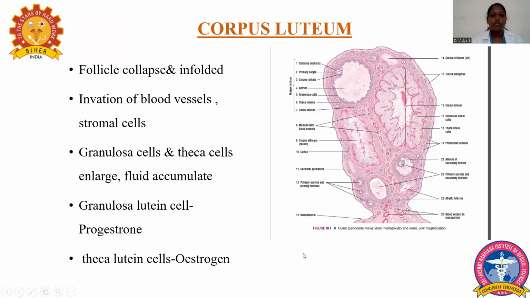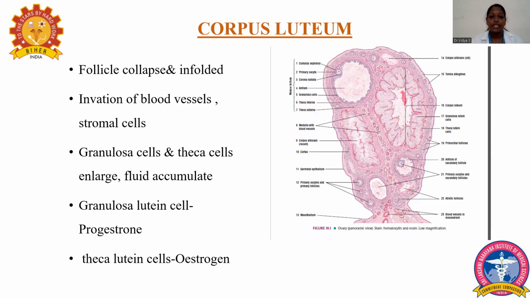Next is the corpus luteum. Here, once the menstrual cycle phase is completed, it comes under the corpus luteum. The follicles are collapsed and infolded, and the invasion of blood vessels and stromal cells is seen in the corpus luteum. The granulosa cells and the theca cells get enlarged, and fluid accumulates in the granulosa cells and also in the theca cells. The granulosa lutein cells, which you can view in the corpus luteum, are going to produce the progesterone hormone.